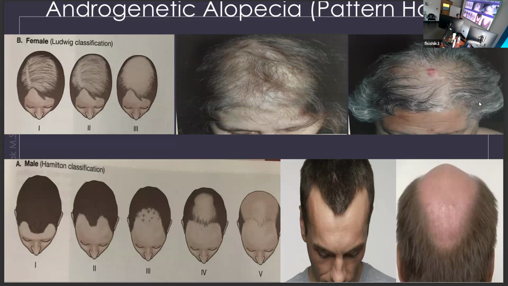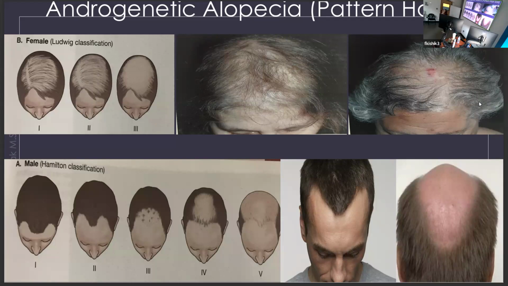And to put it into context, this one here is a Ludwig classification of 2. And here, this is the classification of 3. So you can see with 3, you're looking directly down onto this individual scale. For males, it's the Hamilton classification, graded on a scale of 1 to 5. So when males have this particular pattern of hair loss, you're going to have bitemporal loss first.